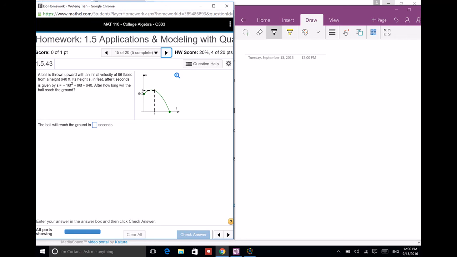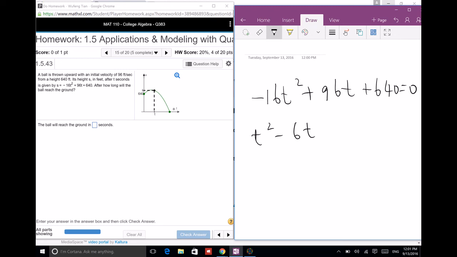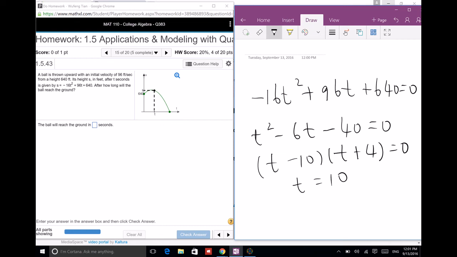So basically you just need to solve negative 16t squared plus 96t plus 640 equals 0. This is a simple one. Divide everything by negative 16, so you get t squared minus 6t minus 40 equals 0. So you get t minus 10 and t plus 4 equals 0, and solve: t equals 10. Okay, so that's it.